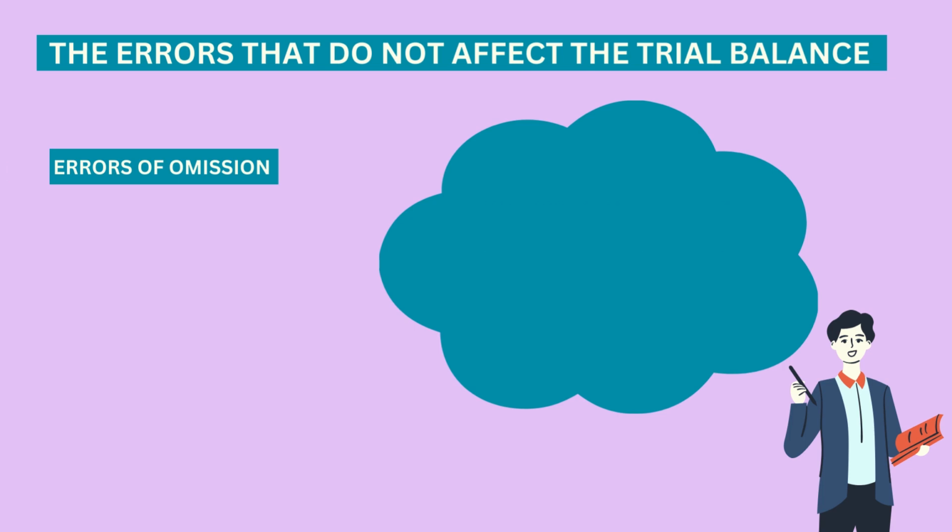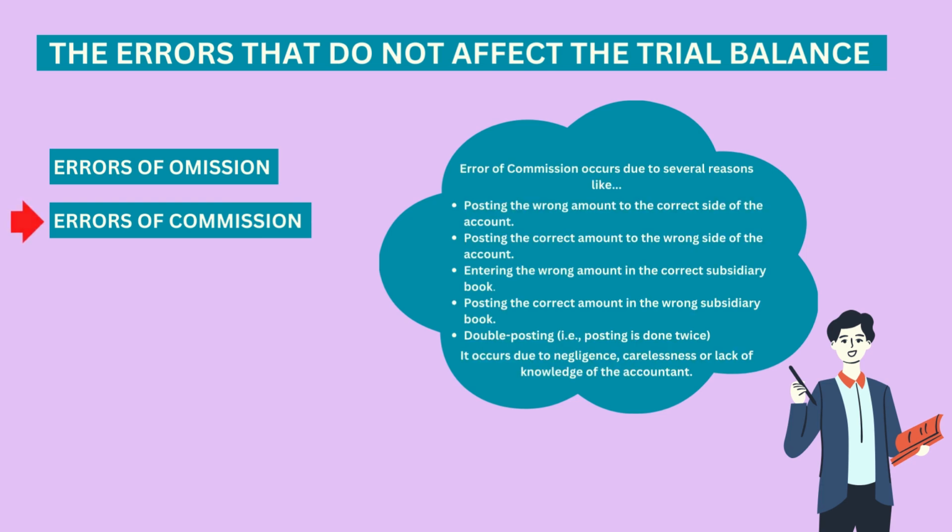Second one is errors of commission. Error of commission occurs due to several reasons, like posting the wrong amount to the correct side of the account, posting the correct amount to the wrong side of the account, entering the wrong amount in the correct subsidiary books, posting the correct amount in the wrong subsidiary book, double posting, that is, posting is done twice. It occurs due to negligence, carelessness, and lack of knowledge of the accountant.